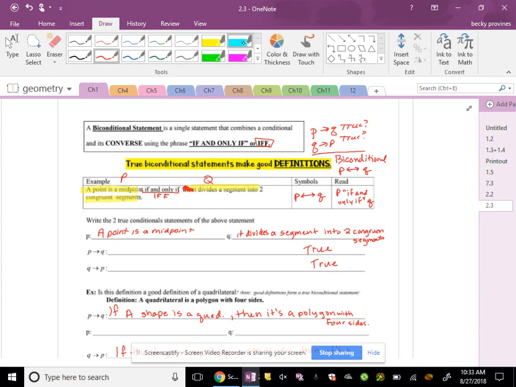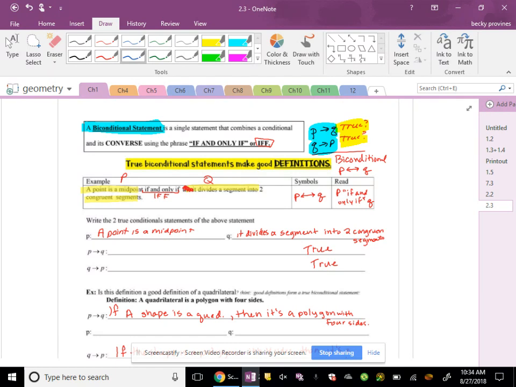So we have something called a biconditional statement. Bi means two. So what we're doing is we're combining, and I wrote it over here, so I would recommend you write this part down. Write down that it's two parts. It's the P then Q and the Q then P, and they both have to be true. Okay, so this is the conditional and the converse. They both have to be true.